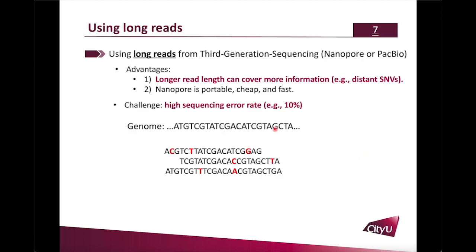Here, we will use the long reads from the third-generation sequencing technology like nanopore and PacBio. The most important advantage of long reads is that long reads can cover distant SNVs between haplotypes. However, many long reads datasets have high sequencing error rates. This makes reconstructing similar haplotypes from the noisy data challenging.